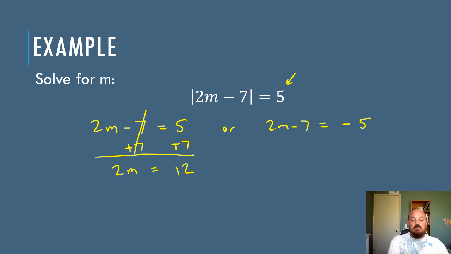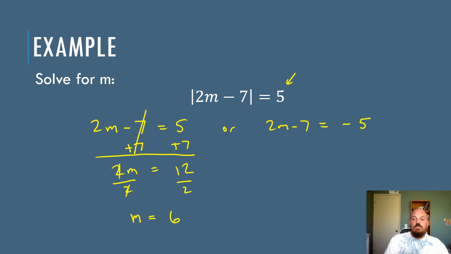This one, if I want to cancel out the 2 in front of the m, I need to divide by 2. So I divide both sides by 2. I isolated m. My answer is 12 divided by 2, which is 6. So the first answer is 6. To find the second answer, we're actually going to do the exact same steps. I'm going to add 7 and divide by 2 again.